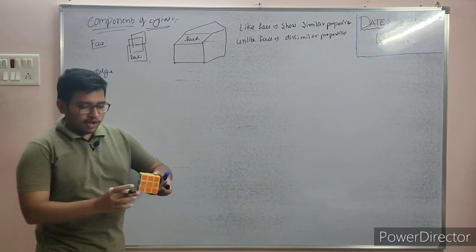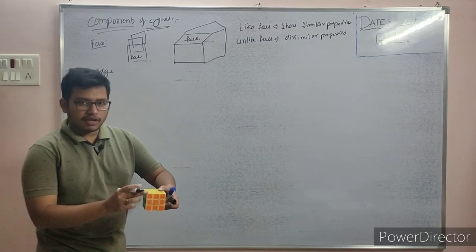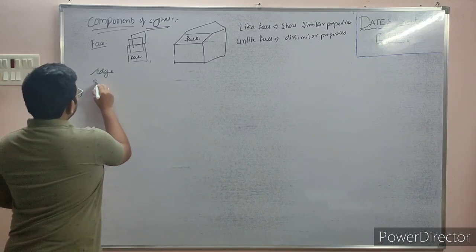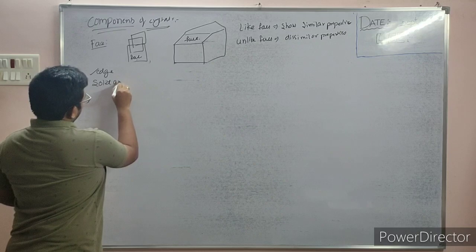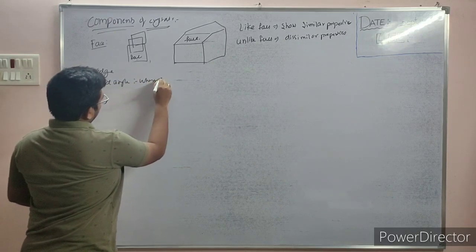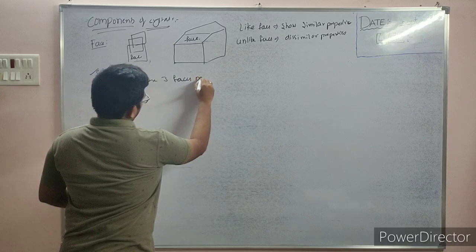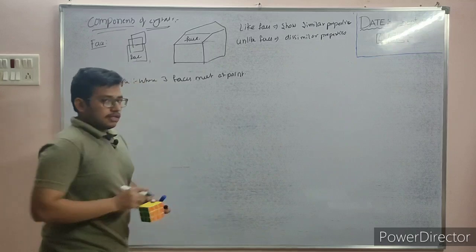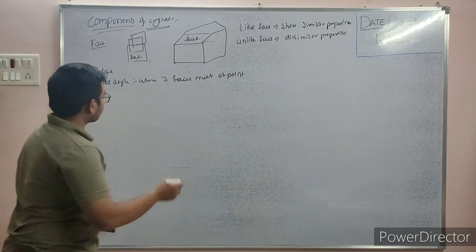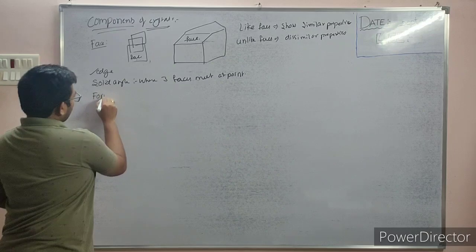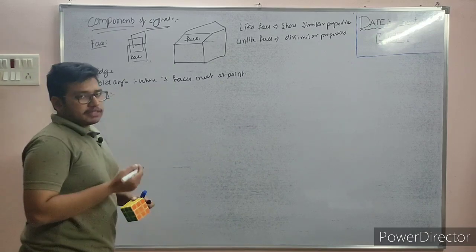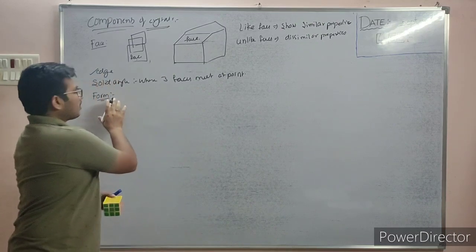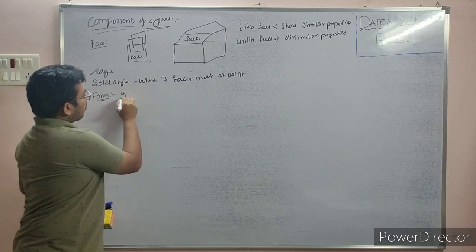Now the third thing is where the three faces are meeting. This is the point, this is one of the points. So this point we call a solid angle. Now the fourth one is form. Form is actually represented as the outward appearance of a crystal, but in crystallography it is used for a restricted purpose, which we call a group of crystal faces.